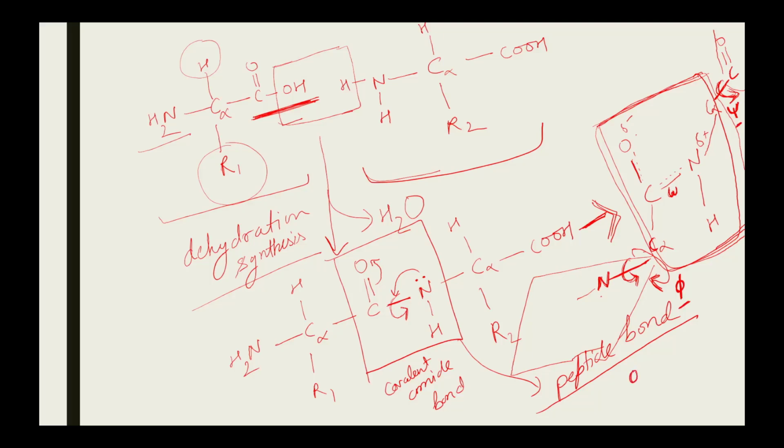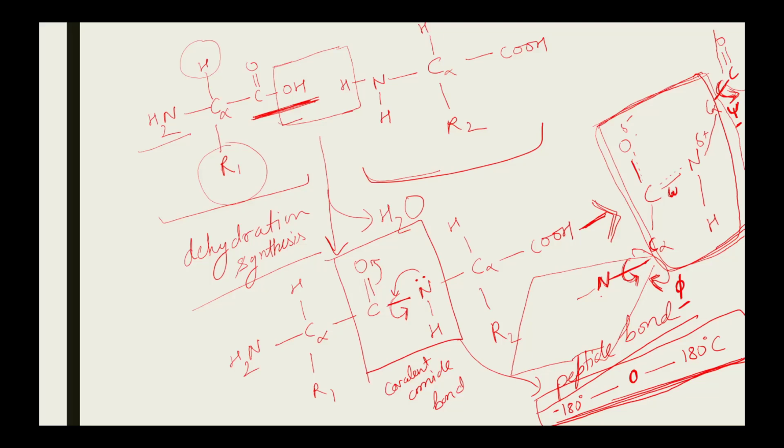So the value would be between 0 to 180 degrees, or minus 180 degrees, if we are considering one whole round movement. But all the movements are not possible, they are very restricted due to the presence of the bulky R group. Okay, that we'll discuss later.